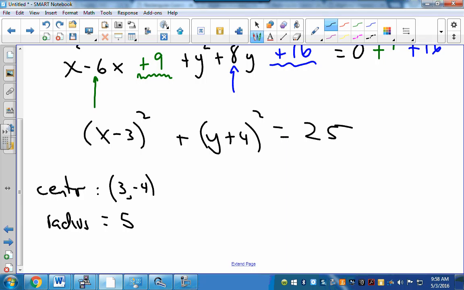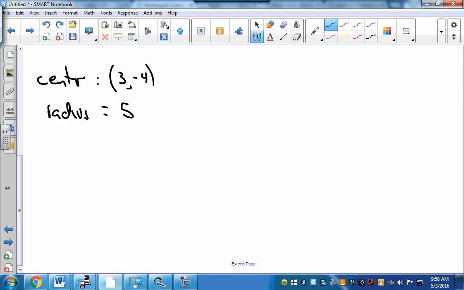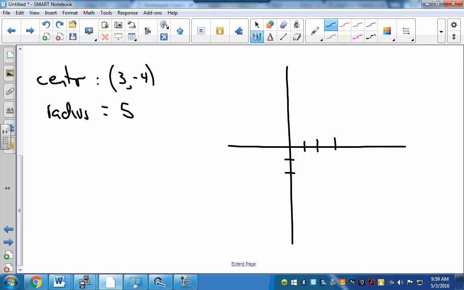Okay, let's get a little sketch going. What I would ask you to do on this is draw a picture and find the x and y intercepts. Okay, so let's see if we can do that. Graph paper comes in handy here. I'm just trying to do an accurate sketch. 3, 1, 2, 3, -4. There's my center point. Okay, and the radius is 5.